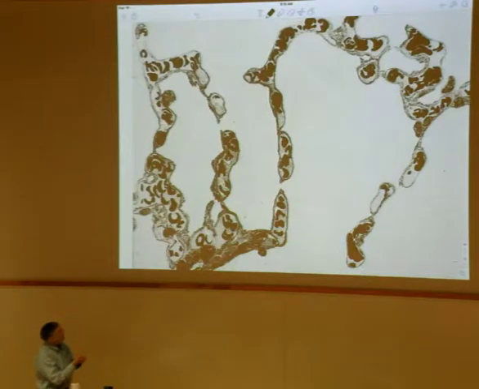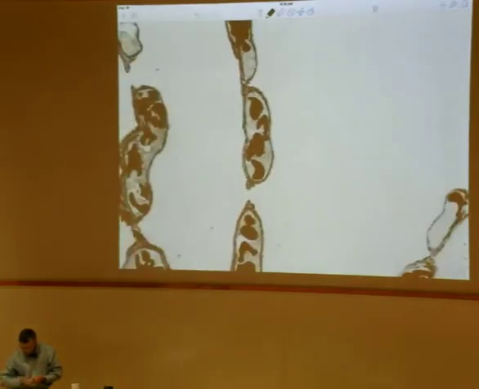Okay, and the path length, you can see, is incredibly short in a lung. You can't really even see it, but there's lung epithelial tissue here. This really thin piece here is lung epithelial tissue.